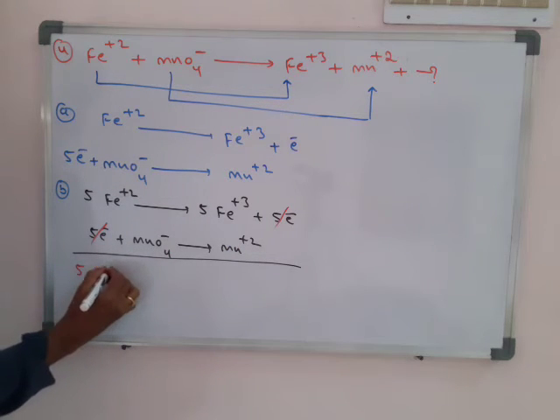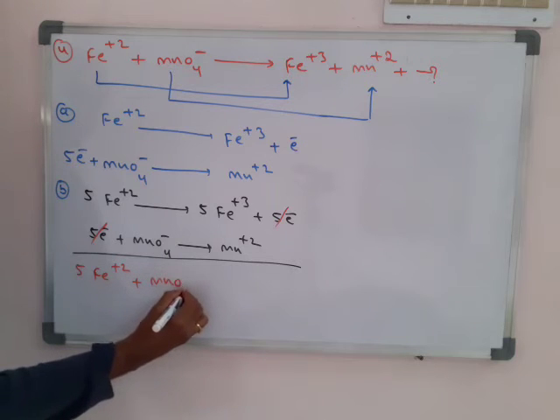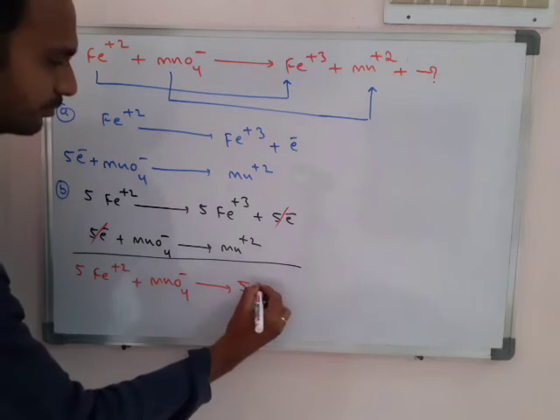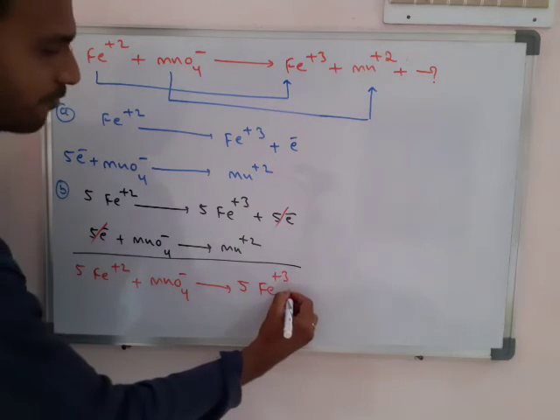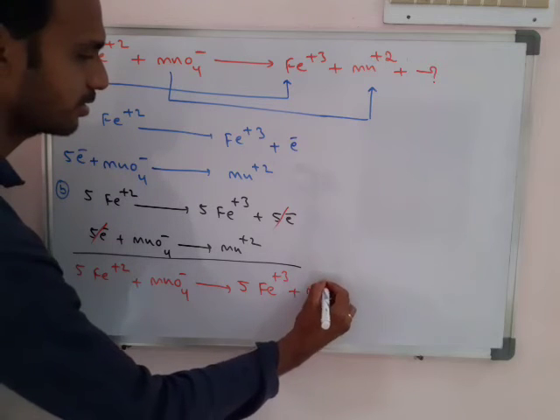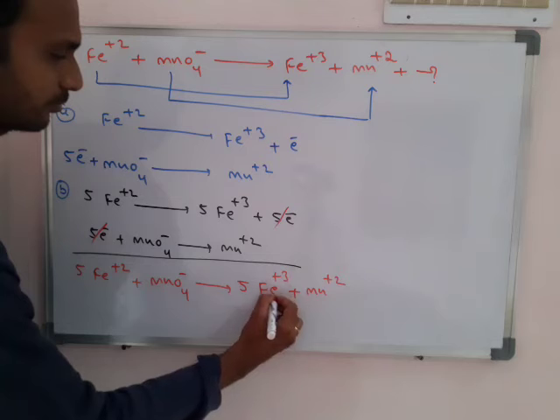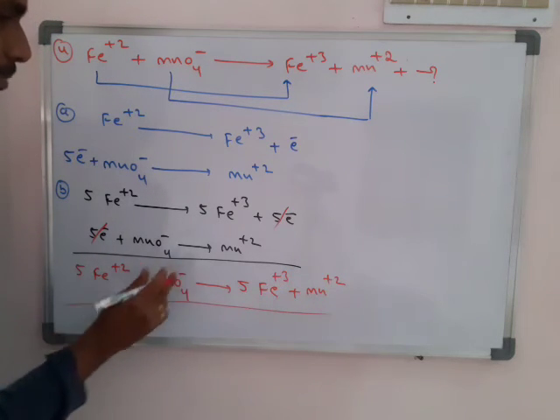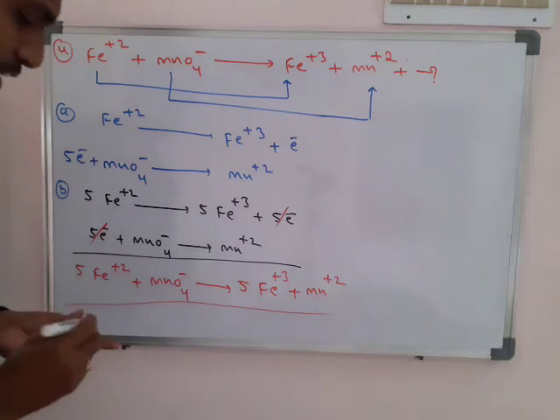Remaining: 5 Fe plus 2 plus MnO4 minus gives 5 Fe plus 3 plus Mn plus 2. This is the important step.